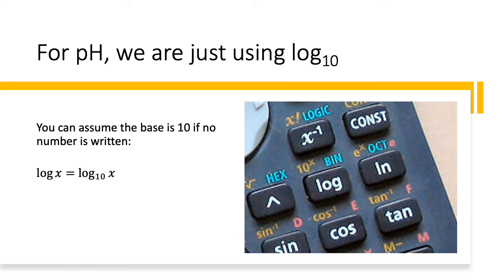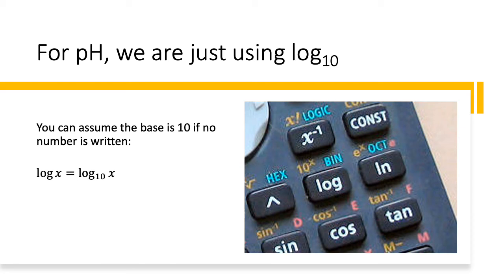For pH, we are just using log base 10, and that's because the concentration of hydrogen tends to be written as 10 to the something. So if the concentration of hydrogen is 10 to the -7th, then the pH is 7, and that's convenient.